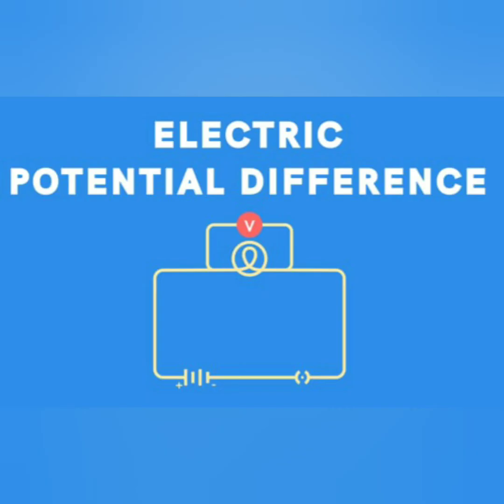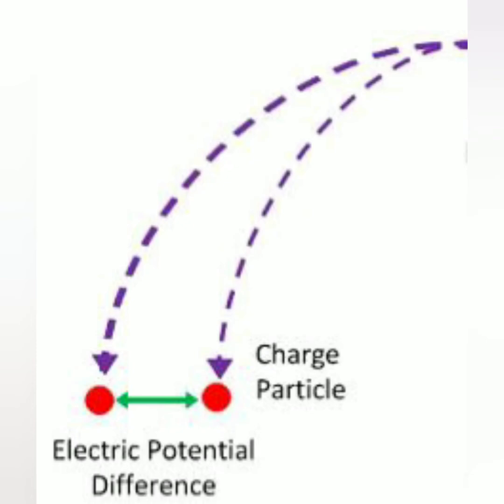Now, let us learn the definition of electric potential difference or the potential difference. We defined electric potential with respect to a single point, whereas the potential difference is defined with respect to 2 points. Now let us try to define potential difference. Potential difference between 2 points in an electric field is defined as the amount of work done in bringing a unit positive charge from one point to other.